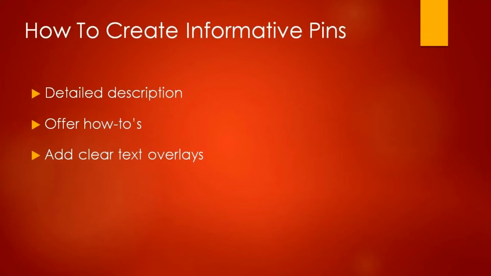The best descriptions are the ones that are informative and add value to your readers. While only about 75 to 100 characters of your description will appear in grid view, you can include up to 500 characters. Next is to offer instructions and information such as how-tos.